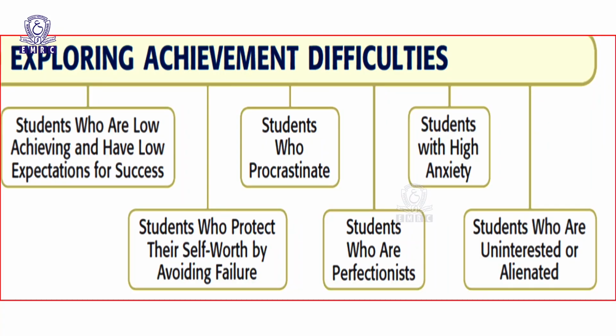Whatever we have discussed, you can see in Figure 1, exploring achievement difficulties. If you look at that figure, the first one is about achievement problems which occur because of lack of progress. The second one is probably due to procrastination, the third one is about anxiety, and the fourth is when they are uninterested or demotivated, when they are isolated, that is, alienated. So, you can understand this particular topic.